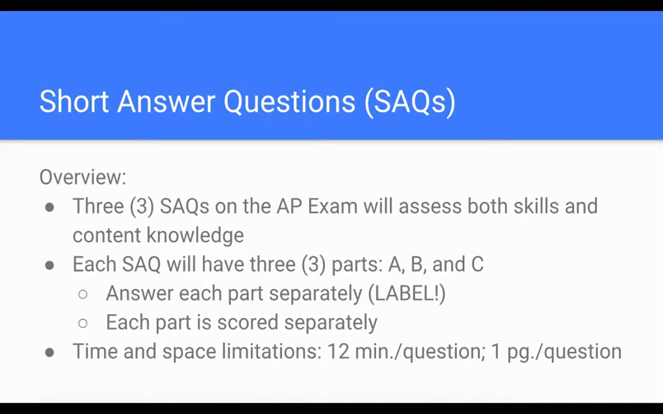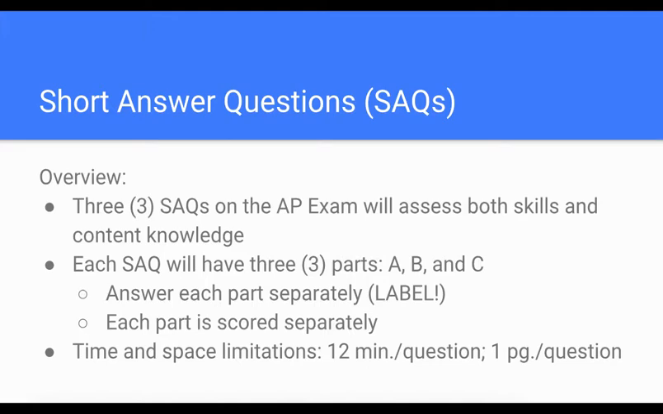Each short answer question will have 3 parts, part A, part B, and part C. It is to your advantage to answer each part separately and label each part clearly. So label part A, give your answer. Label part B, give your answer. Label part C, give your answer.